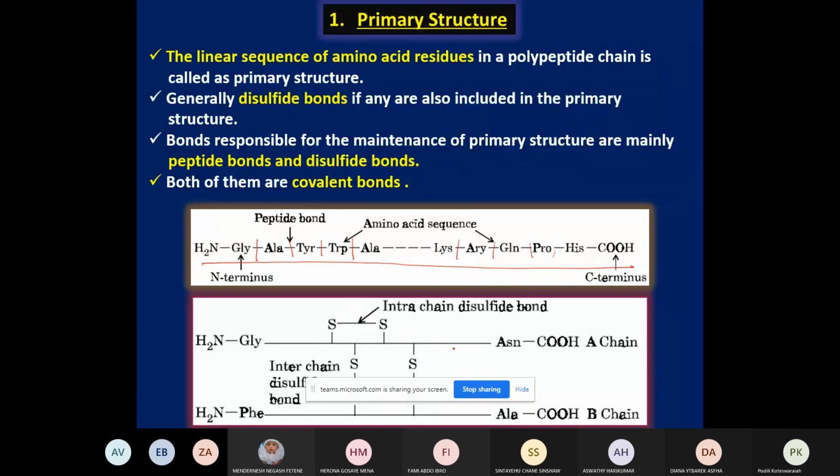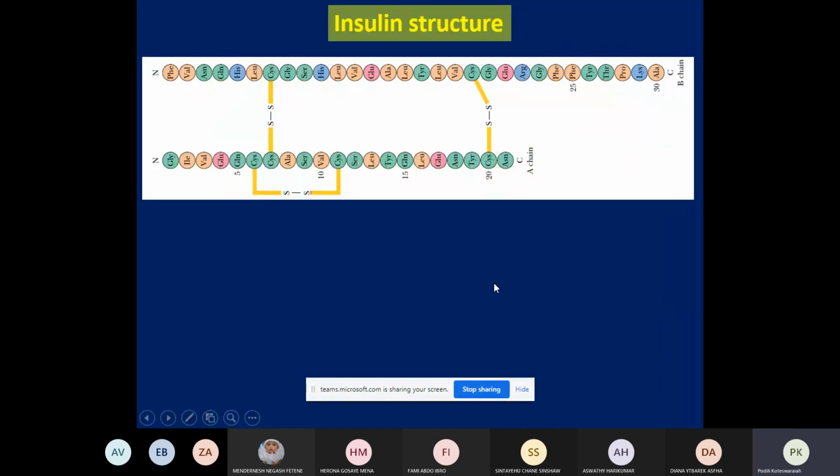And in case of insulin, the primary structure is also stabilized by the interchain and the intrachain disulfide bonds, because insulin doesn't fold into a three-dimensional shape. It has two polypeptide chains, the A chain and the B chain, and these two chains are connected by two interchain disulfide bridges. In addition to this, one intrachain disulfide bridge is present within the A chain, and these disulfide bridges are very, very important for the insulin to function.